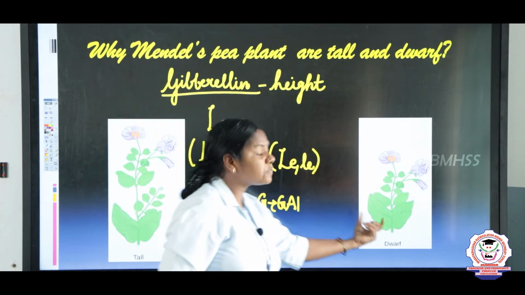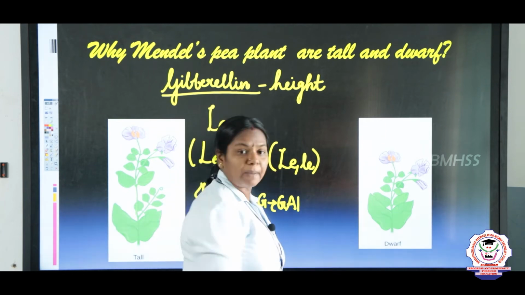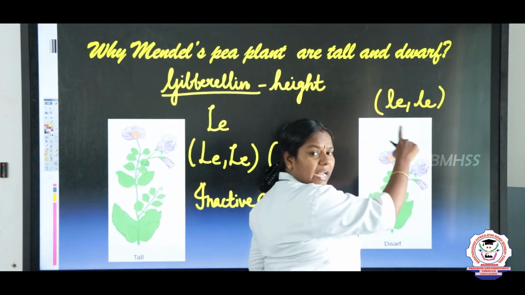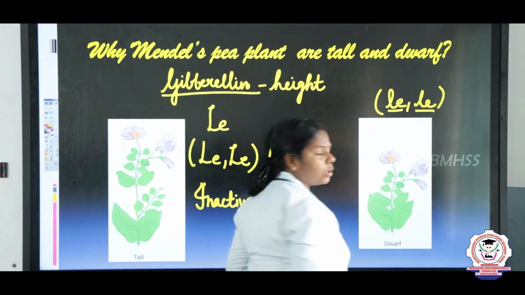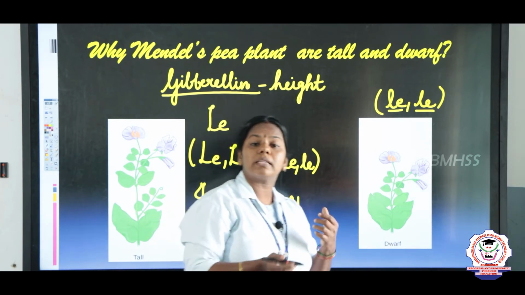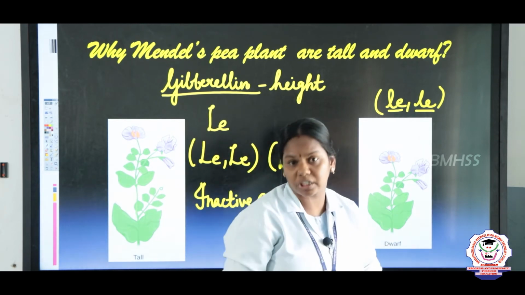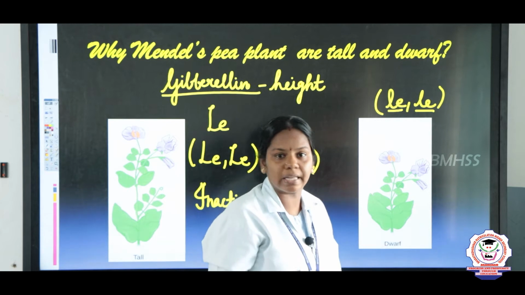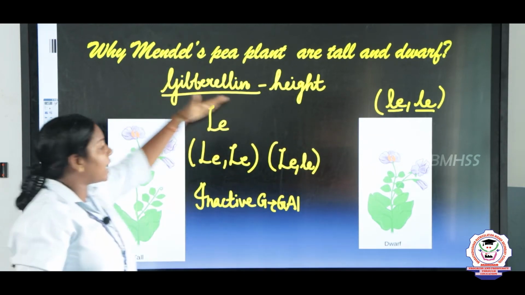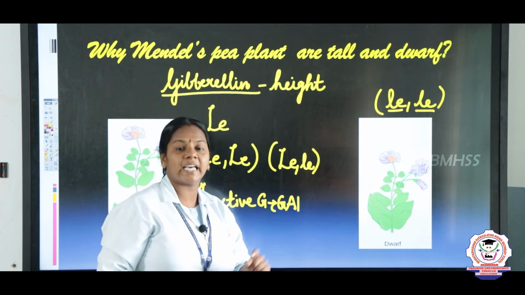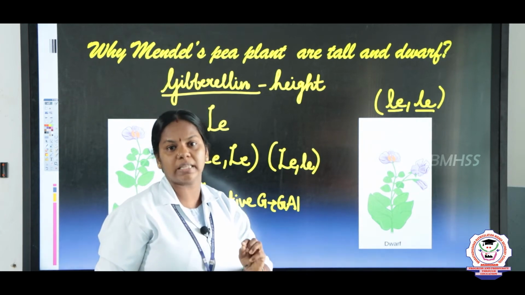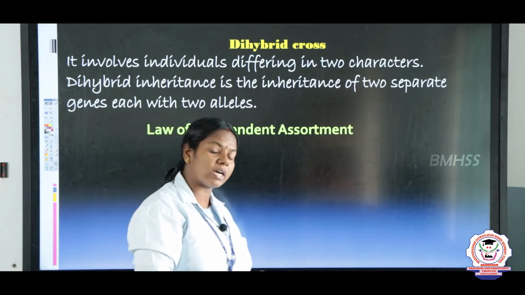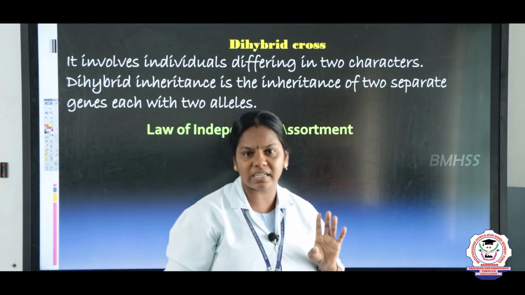But the alleles present in the dwarf plant are small le, small le. Both the alleles are recessive. So the plant cannot convert the precursor of gibberellin into the active gibberellin, hence the pea plant is dwarf. So now we understood why Mendel's plants are tall and why the plants are short. It is due to the gene responsible for producing gibberellin. And now we are going to see what a dihybrid cross is. In the monohybrid cross, we studied only one pair of contrasting characters involved.